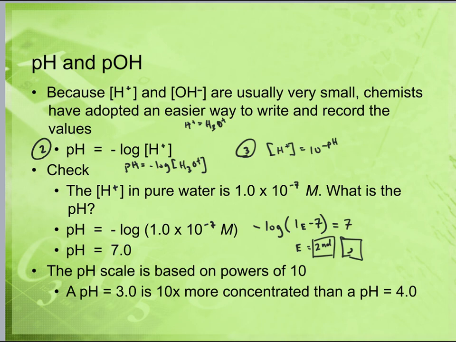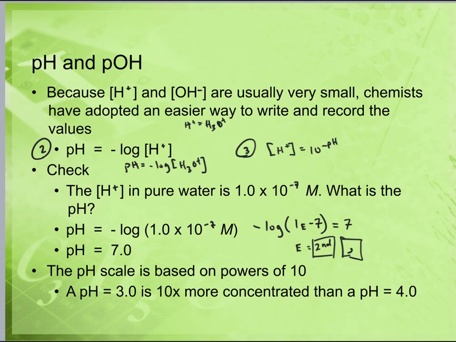So you should get 7. And if you know anything about pH, you should know that 7 is the neutral point, that it's not acidic or basic, that it is right in the middle there. And that should work out. Right? If the concentration here is 1 times 10 to the negative 7th, my pH should be 7.